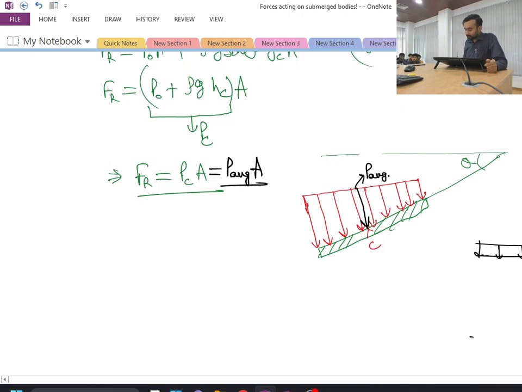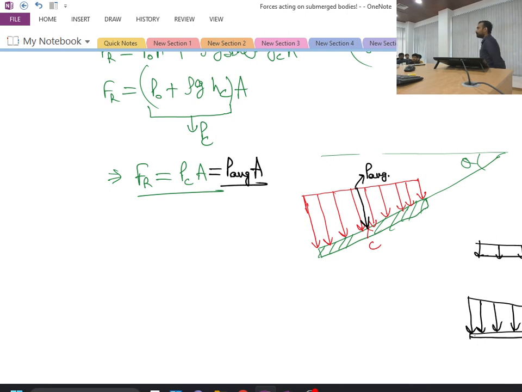But if I have some situation something like this, where the distribution of the force is actually not uniform, and here it is linearly varying over the length, in this case, can you tell me where the line of action of the force will be?